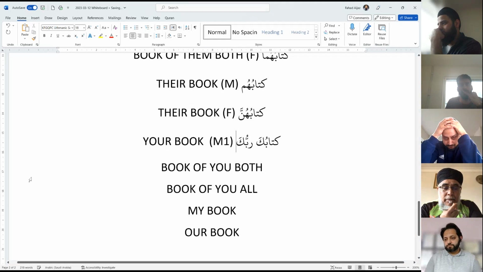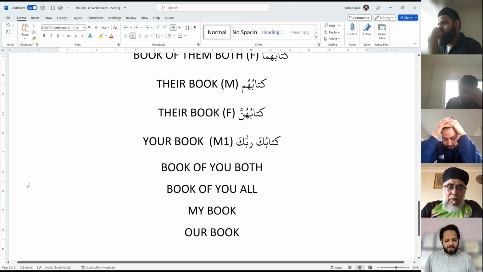Rabbuka. Right? What would that mean? Your Rabb, your master. Right? And is it talking to one person, 2 persons, 3 persons? Only one. Is it talking to somebody who is a man or who's a woman? Man. Is it talking to somebody who's right there or who's not there?